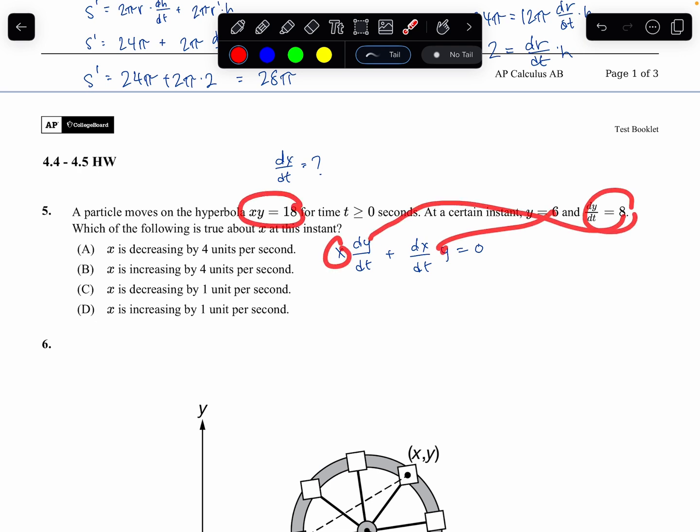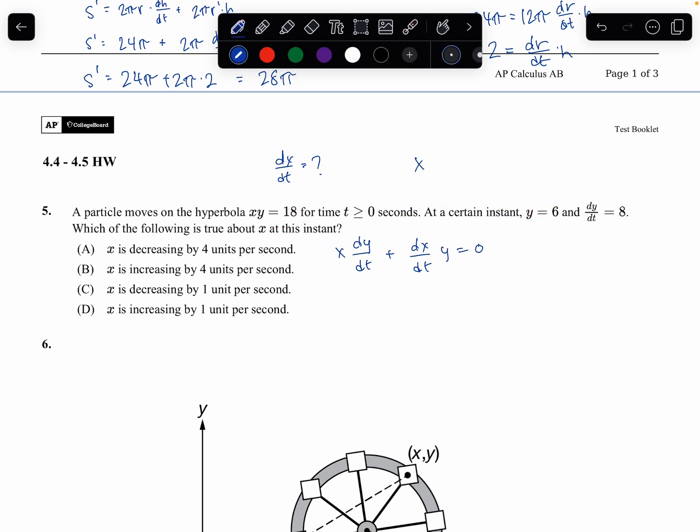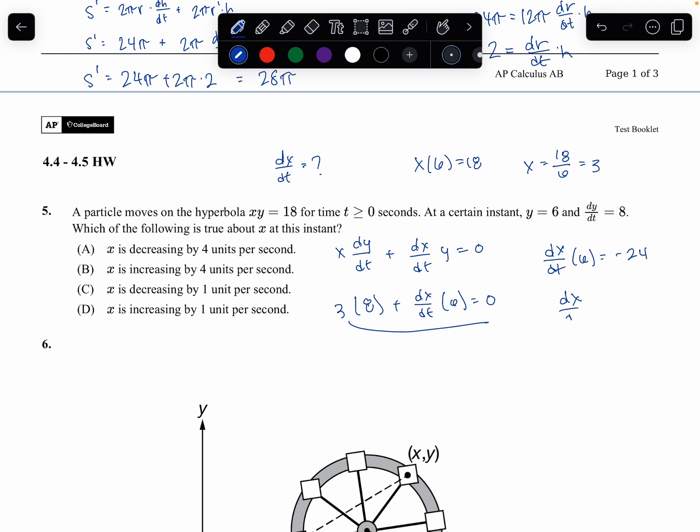x I can find by plugging in 6 to this equation right here. So x times 6 is equal to 18. That means x is going to be equal to 18 over 6, which is going to be 3. So I get 3 times 8 plus dx/dt times 6 equal to 0. Move that over there. So I have dx/dt times 6 is equal to negative 24. Divide by 6, so dx/dt is equal to negative 4. And that's going to be units per second. And so that just means that x is decreasing by 4 units per second.